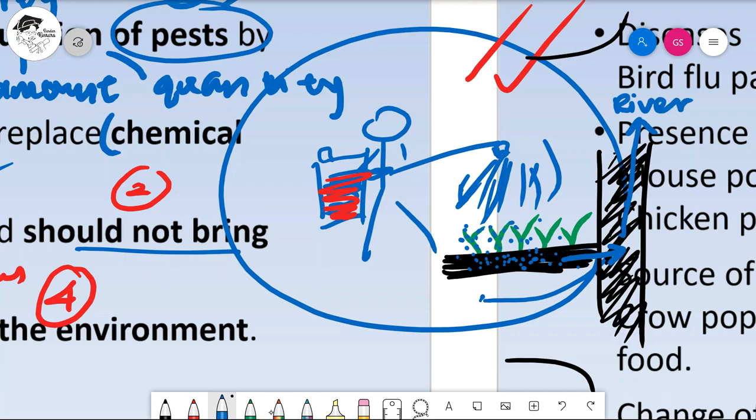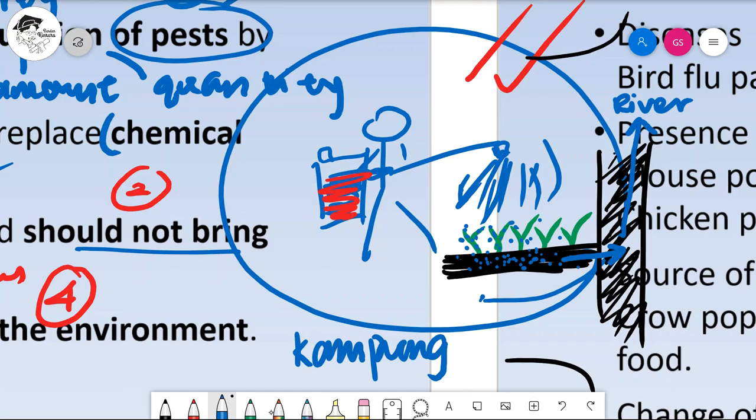Flow to the river. And the river, this is not in your bandar, not Sungai Klang. This one is at the kampung. This ladang or this paddy field is at the kampung. What happens is, people are going to take a bath at the river, drink the river water, wash clothes at the river, and use the river to boil water or do whatever daily activities.